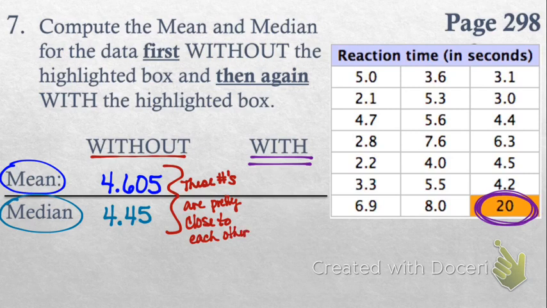Has anybody calculated the mean, the average, including that highlighted number? So now you would have to add one more number on and then divide by 21 instead of dividing by 20, because we've got 21 data values if you include that. What do you get if you add and divide if you include that highlighted number that we left out the first time? 5.338.